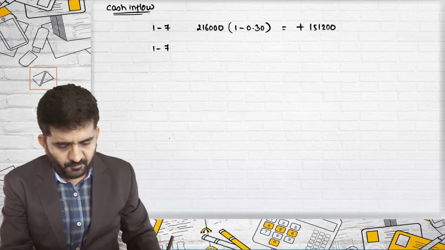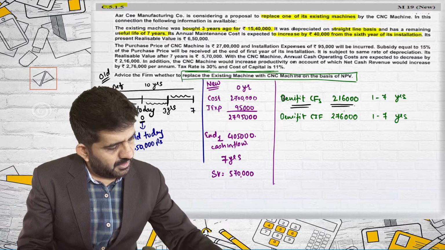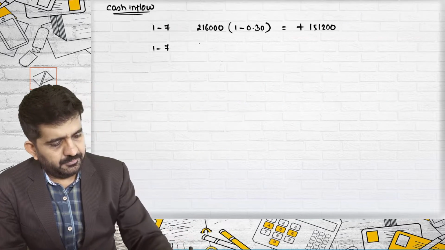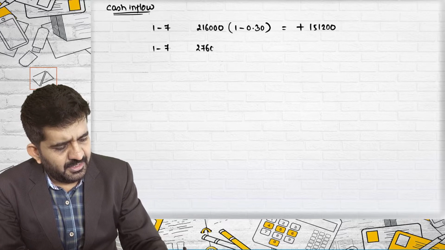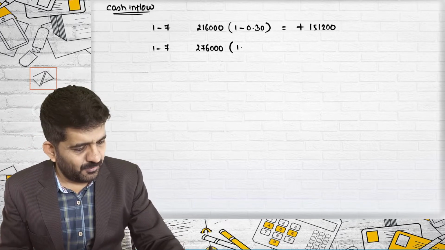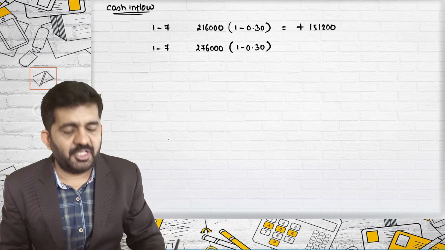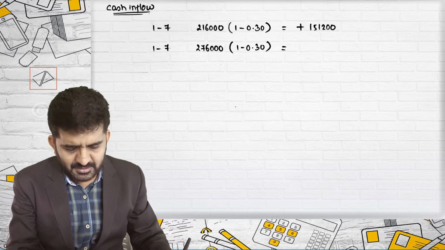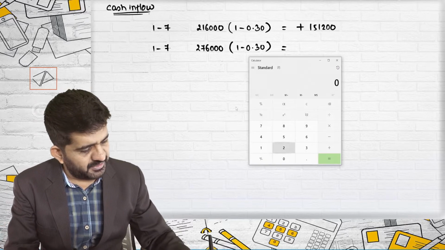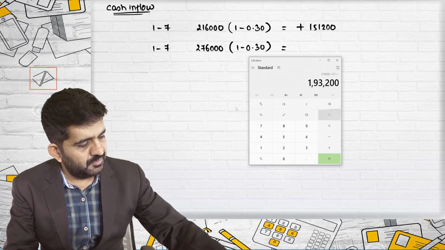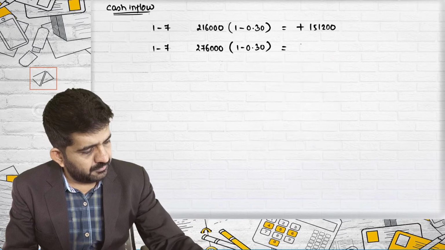Again, for 1 to 7 years, I am having benefit of 2,76,000. So I will have to pay the tax. 1 minus 0.30, 30% tax. Means after tax cash flow will be this 2,76,000 into 0.70, which is 193,200.